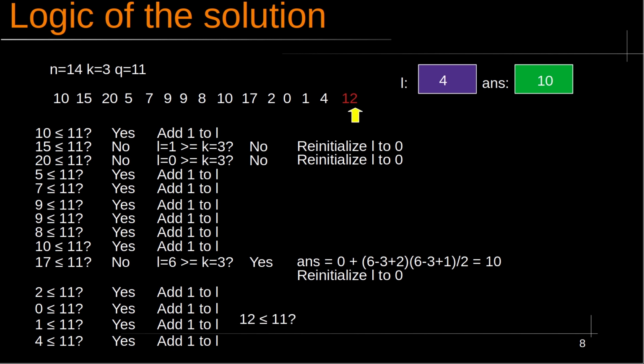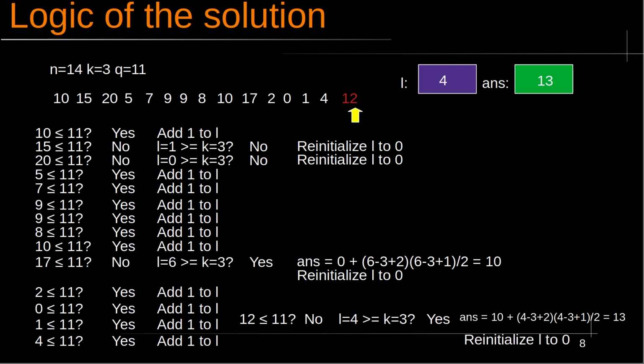Of course, 12 is less than 11. The answer is no. So is L greater or equal than K? L is equal to 4, K is equal to 3. The answer is yes. So we compute the answer: 10, the previous answer, plus the new computation, (4 minus 3 plus 2) times (4 minus 3 plus 1) over 2. The total will be 13. So the answer will be 13 at this point. Okay. And we initialize L to 0. And as you see here, all the computation is done.